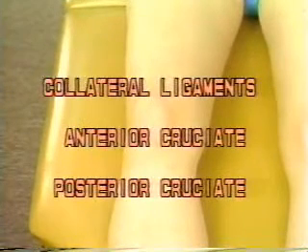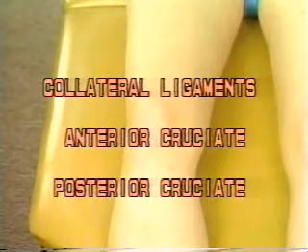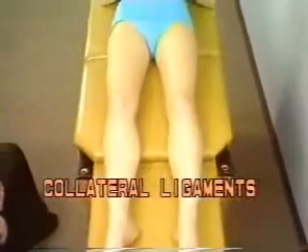Special tests related to knee stability. As mentioned in the introduction to this program, the knee does not have an inherently stable bony architecture and relies upon the ligaments and capsule for stability. The tests for the integrity of the collateral ligaments and the anterior and posterior cruciate ligament will be discussed. Collateral ligaments.